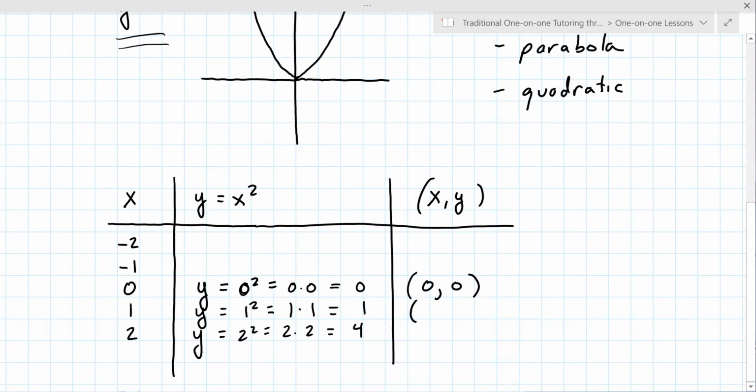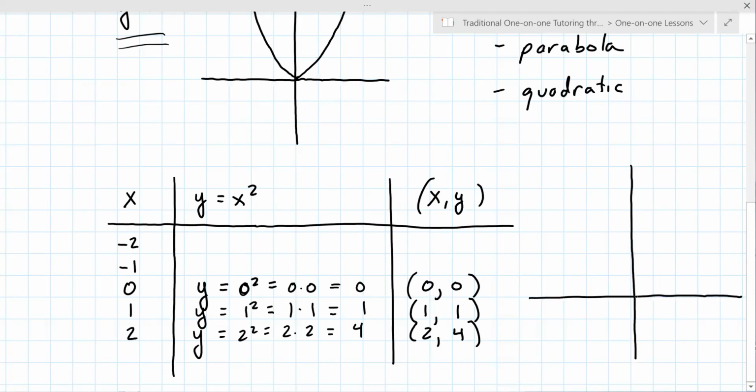The next ordered pair is 1 comma 1. The 1 here comes from x, and the 1 here comes from y. And then the next ordered pair is 2, 4. 2 from x, 4 from y. Okay, so now we can go to the right here and we can actually make a brief sketch of this. So we're going to graph that first point. That's 0, 0 right there. 1, 1 is right 1, up 1, and then 2, 4 is 2, and then 4 here.